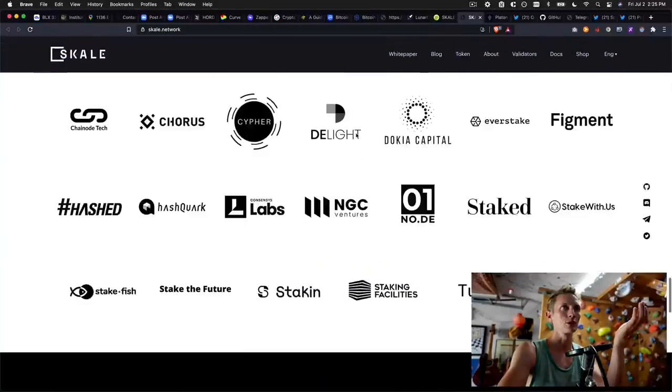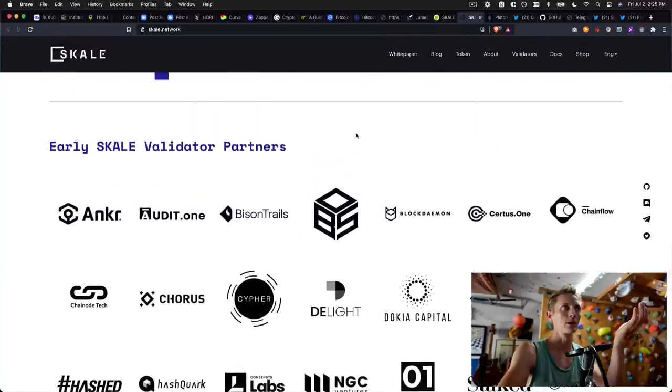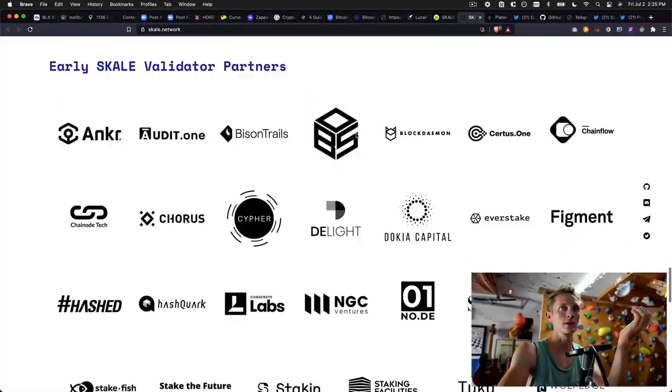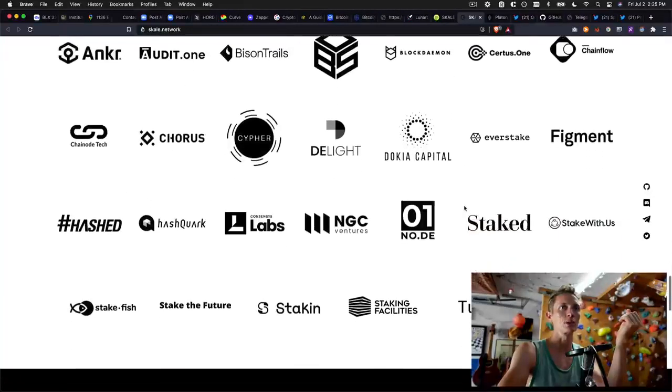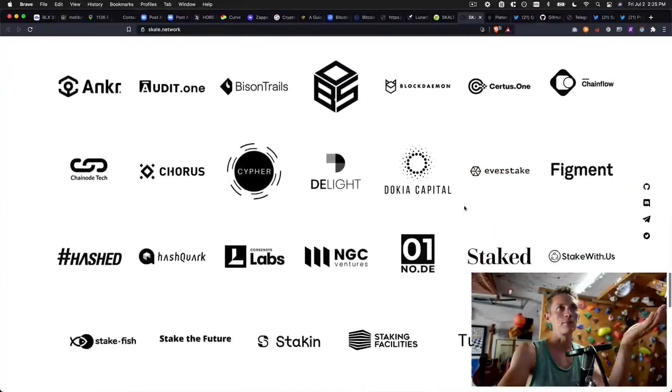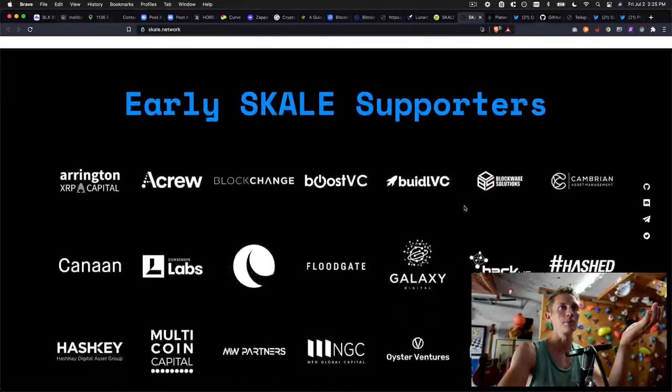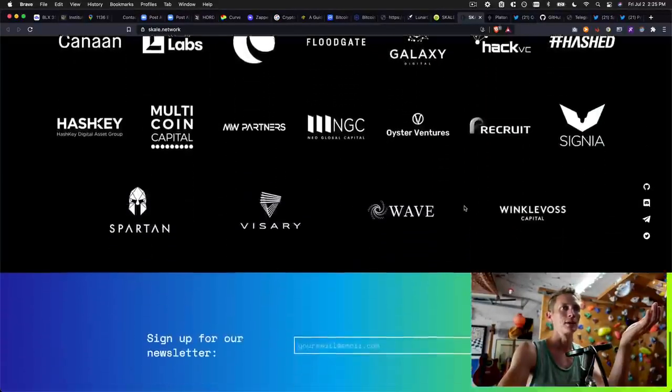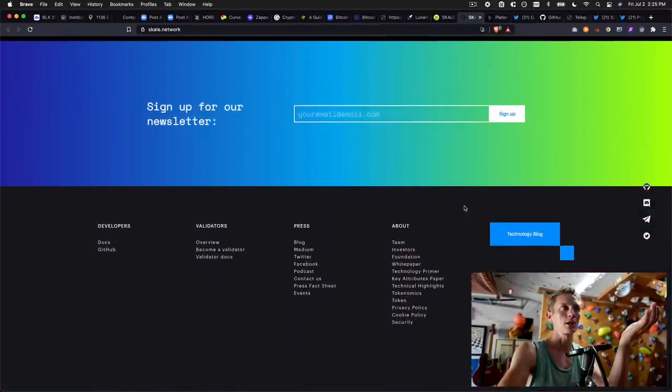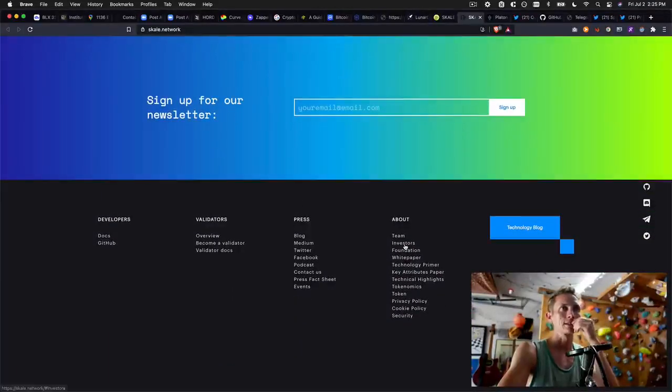Let's see if we can find a little bit more about the team. So here's partners. This is always something that you want to see. Just because they have a logo doesn't necessarily tell you how deep that partnership is or what they're actually doing with those partners. But clearly they have been in the market. They've got some cross-pollination with other projects. So let's see here. Okay, beautiful. So they've got team.